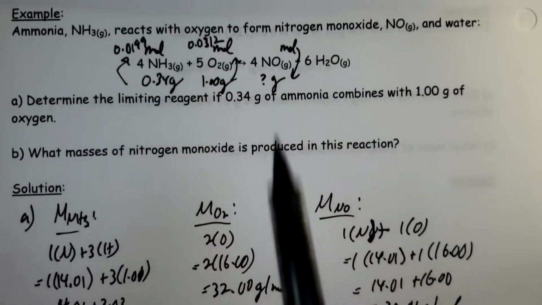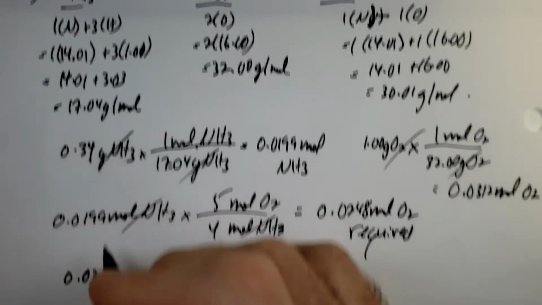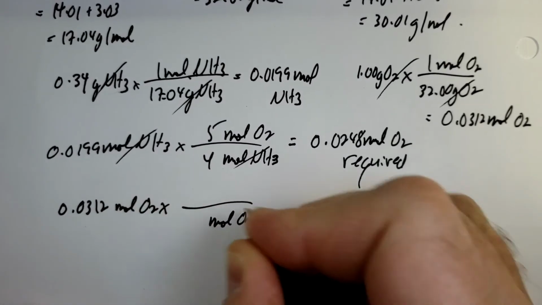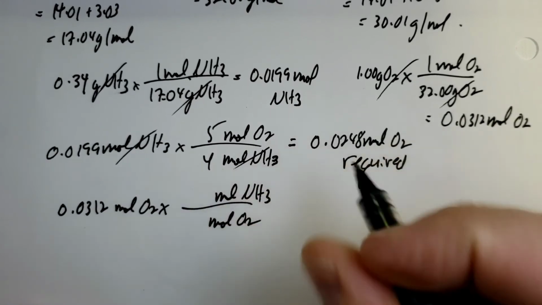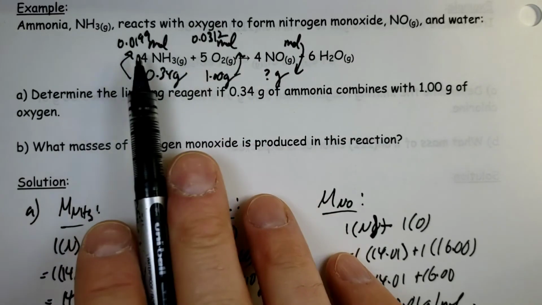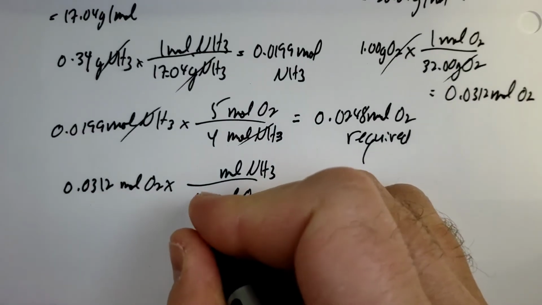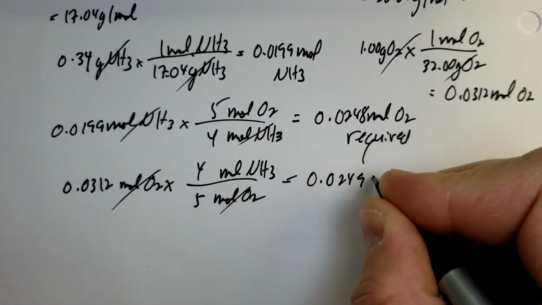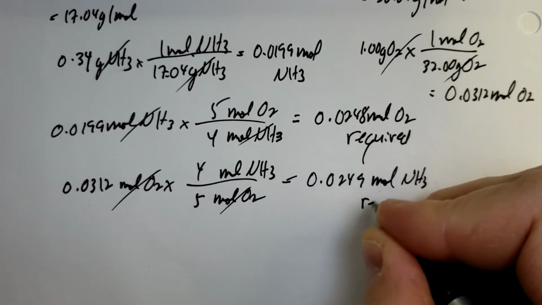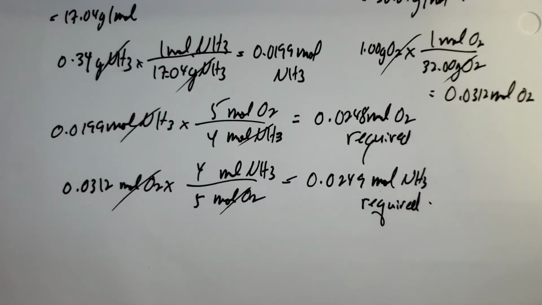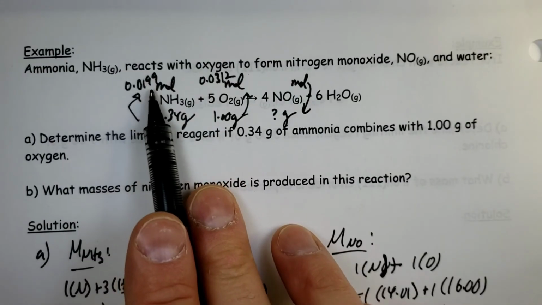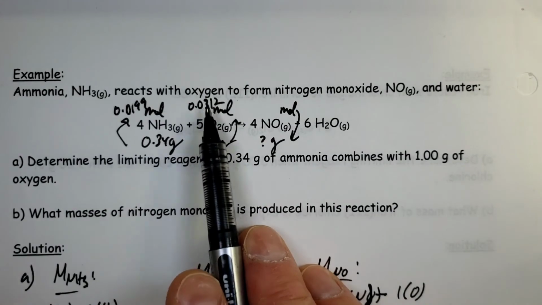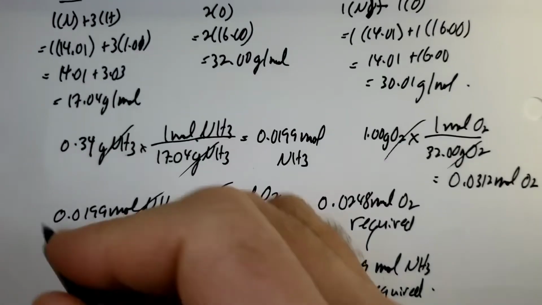Vice versa now. What if I try to use up all the oxygen? 0.0312 moles of oxygen. This time I'm comparing moles of oxygen to moles of ammonia, 5:4, and I get 0.0249 moles of ammonia required. So let's see which one works. If I try to use up all the 0.0199 moles of ammonia, I need 0.0248 moles of oxygen. Do I have it? Yes, and I have way more. So that's the one that's going to work.